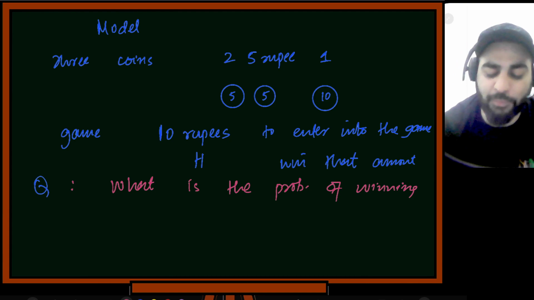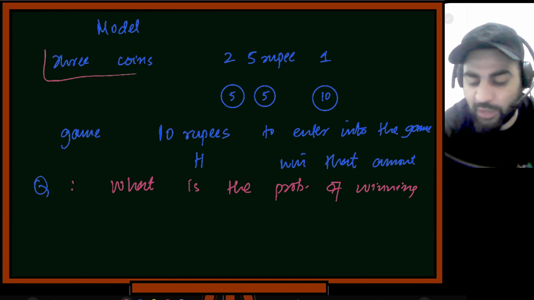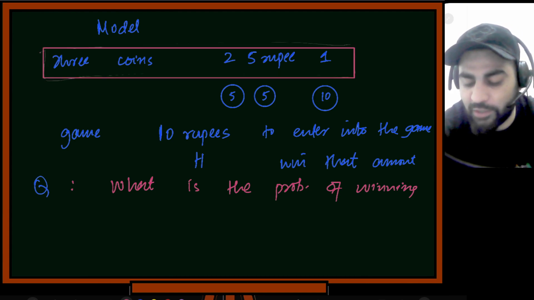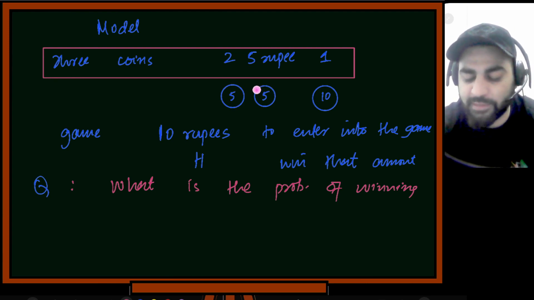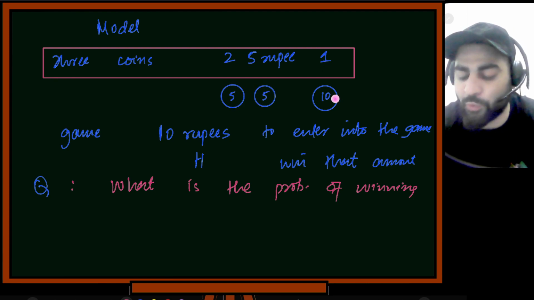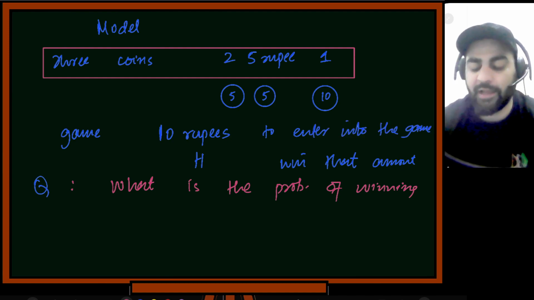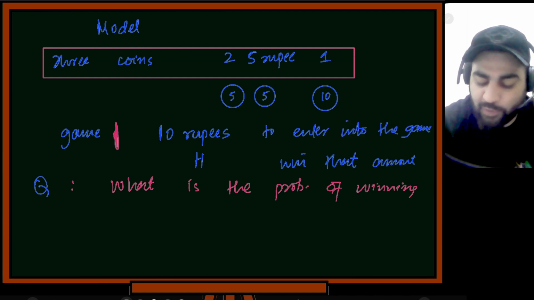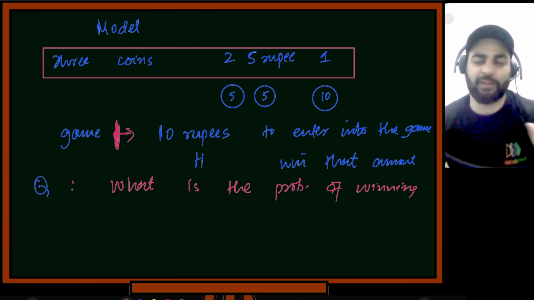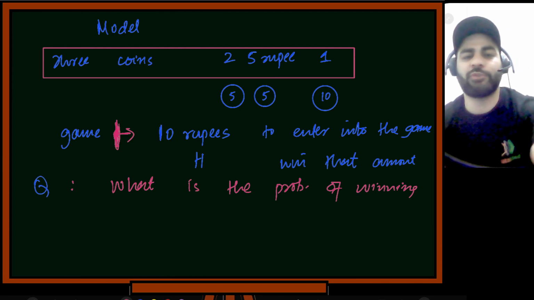Again, as written in the problem, we have 3 coins. Among these 3 coins, we have 2 coins of 5 rupees, one coin 5 rupees, second coin 5 rupees, then we have one more coin which is of 10 rupees. Then we are playing a game. The entry fee is 10 rupees, so you are giving 10 rupees to enter the game.